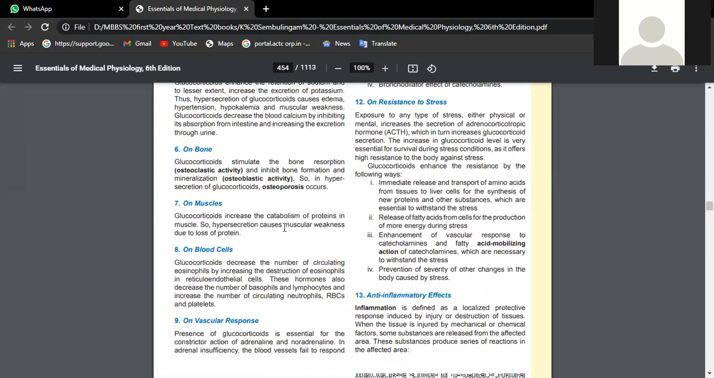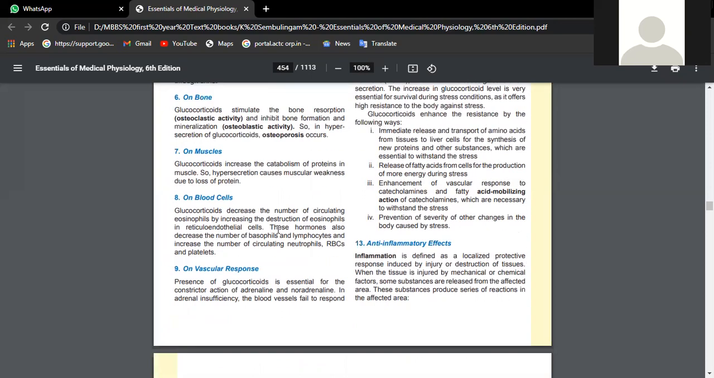On muscles, it causes protein breakdown only. Muscle is a protein. That's why even muscles are broken down. On blood cells, it decreases the number of circulating eosinophils. That means it is actually reducing our immunity. Basophils, lymphocytes, they are all reduced.